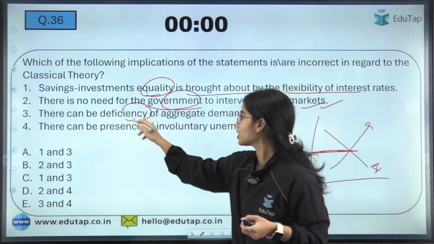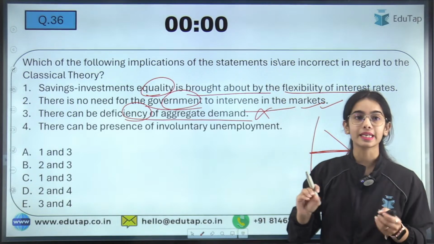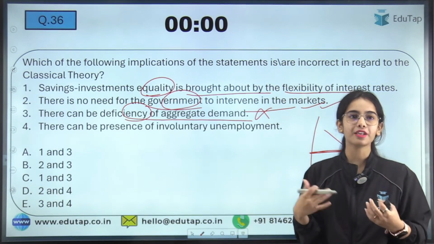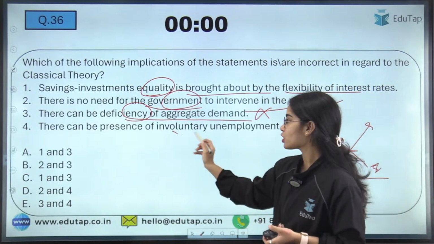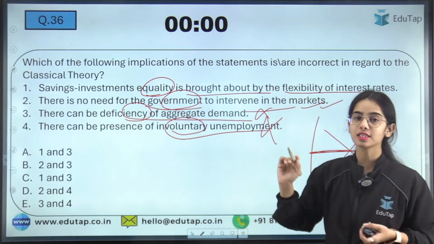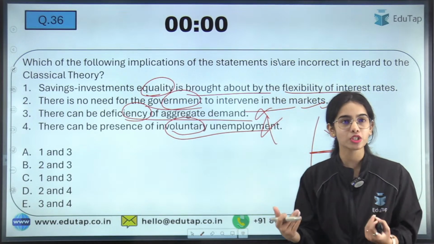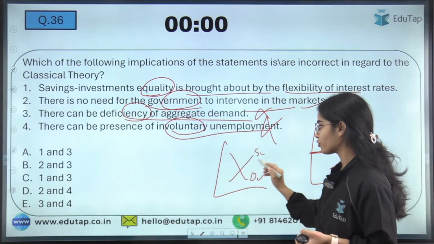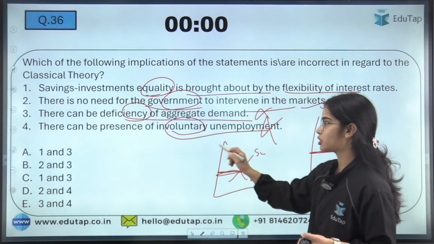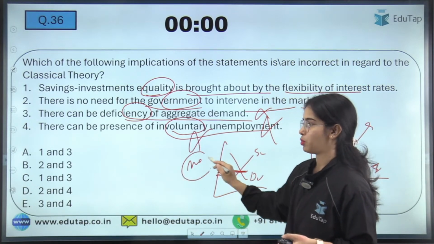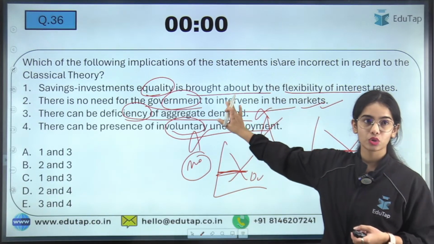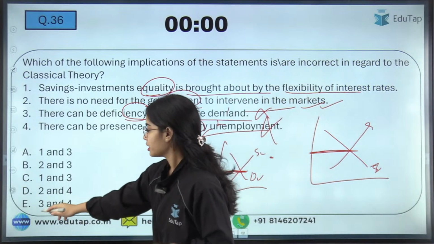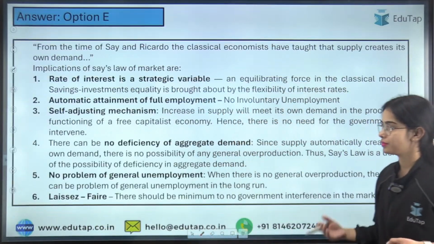There can be deficiency of aggregate demand. No. The classical economists said that supply creates its own demand, so there is no possibility of any deficiency in demand. There can be presence of involuntary unemployment. No. Classicals believe that in the normal situation there is always full employment, where the demand for laborers is equal to the supply of laborers. So there is no involuntary unemployment. So the second, third and fourth statements are incorrect, and that's why the answer is E here.